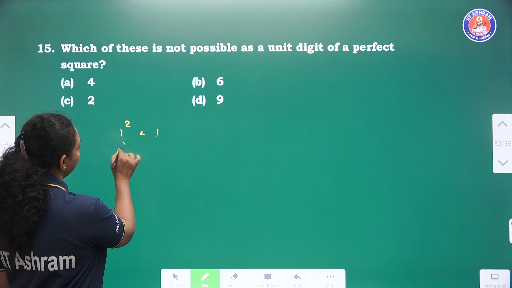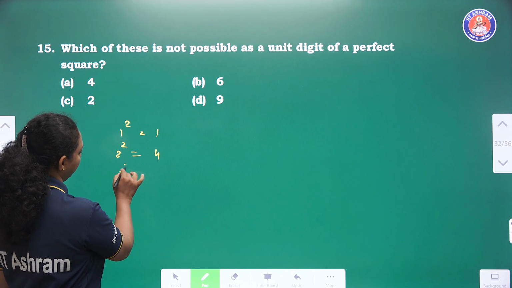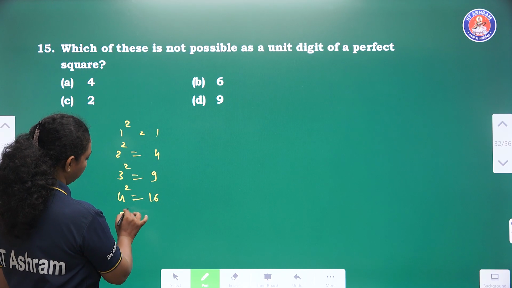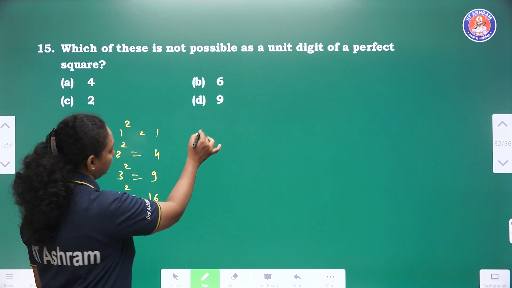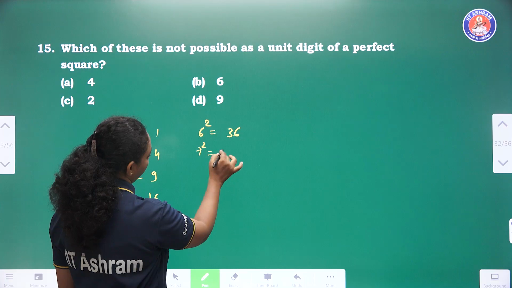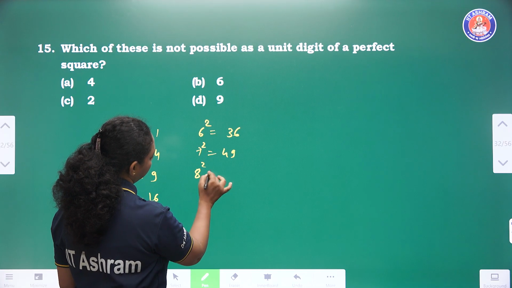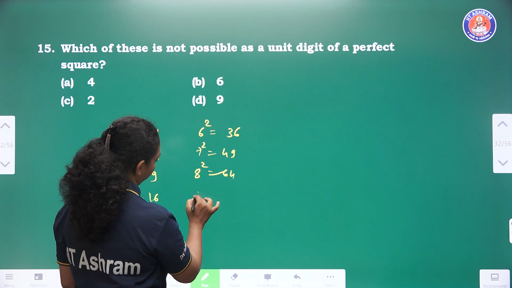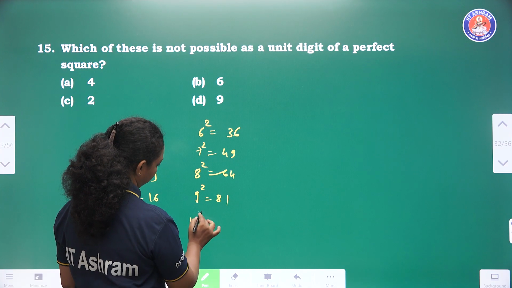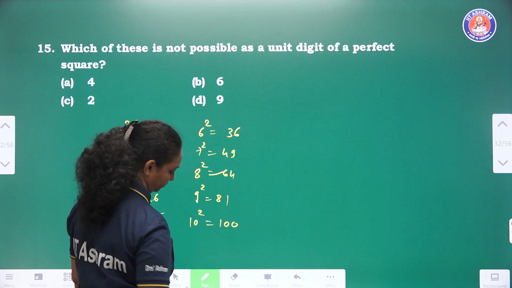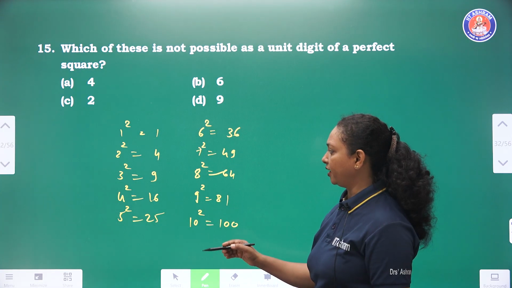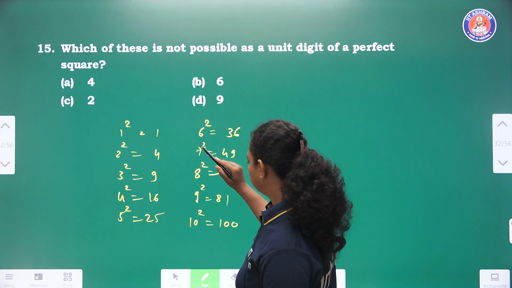1. 2 square is what? 4. 3 square is what? 9. 4 square is what? 16. 5 square is what? 25. 6 square is what? 36. 7 square, 49. 8 square, 64. And 9 square is 81. And 10 square, that is with double the number of zeros. So you can go with the option that perfect square numbers end with 1.